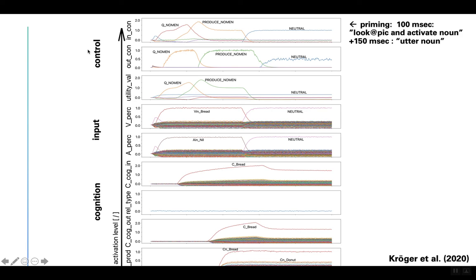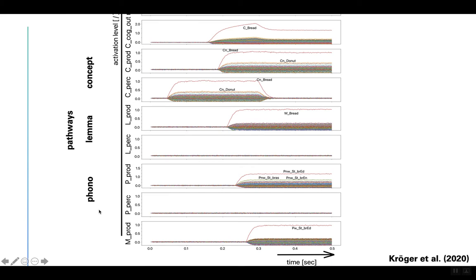So at least in the first part of this picture, we see the activation of the control buffers, of the input buffers on the perception side, which is auditory input and visual input. Then the cognition, the input and the output. And in the case of one task, we need a binding with a relation type. And now I go down.